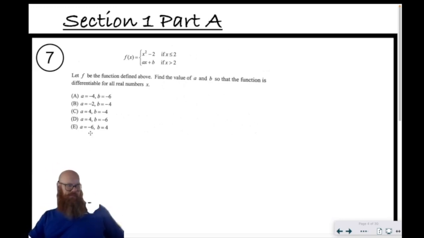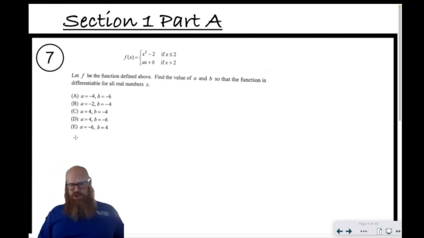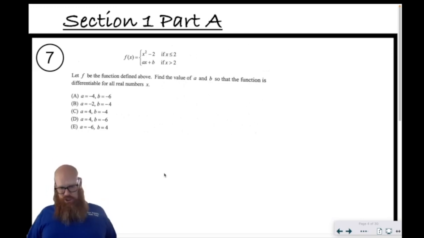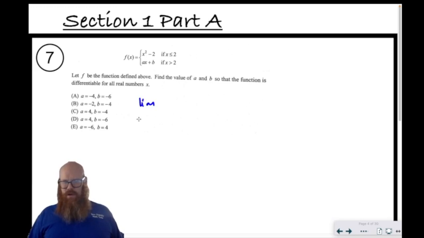All right, number 7. So we need this function to be differentiable, which means we also need it to be continuous. I am going to show the work, but this kind of stuff, again, on a multiple choice test, you don't have to write out all the limit stuff.